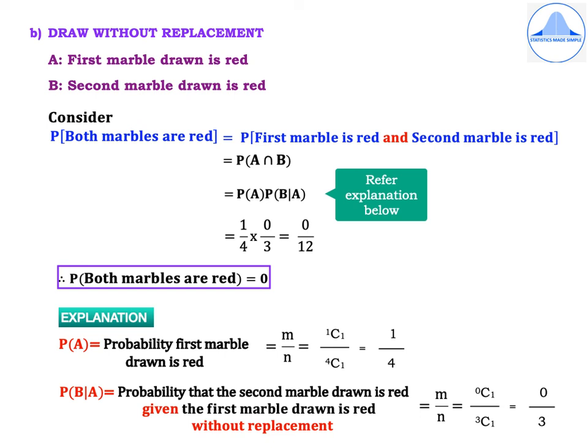Now substitute all the probabilities in the expression. Probability both marbles are red is equal to 1 by 4 into 0 divided by 3, which is equal to 0 divided by 12. So 0 divided by any number will be 0. Therefore, probability both marbles are red is equal to 0.